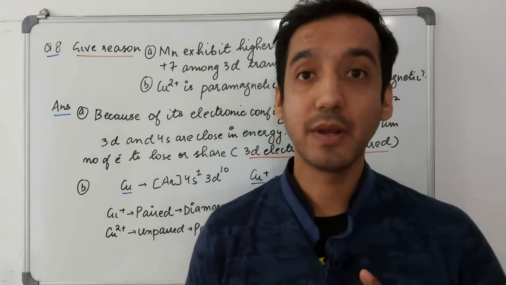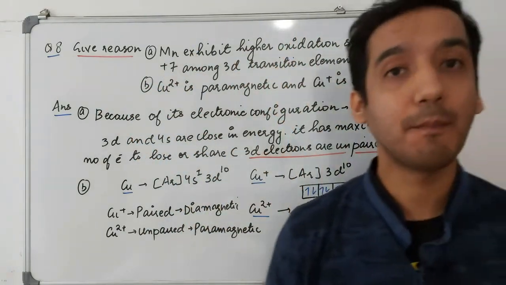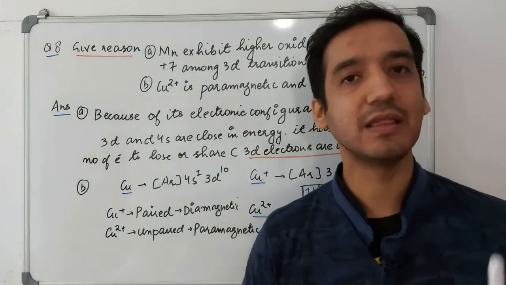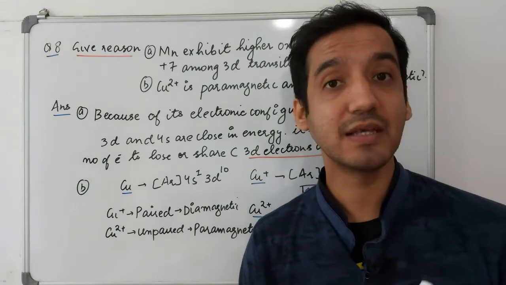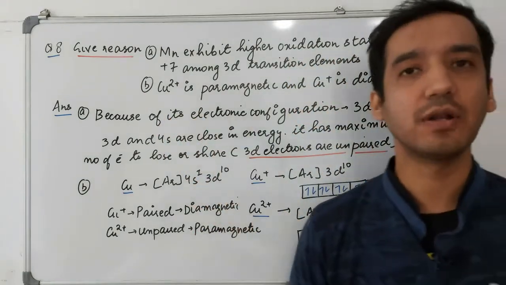Next question is question number 8. Give reason why manganese exhibits the higher oxidation state of +7 among the 3d transition elements. So manganese, if you see in the 3d series, it has the highest oxidation number of +7. So why is it so? The reason is because of its electronic configuration.